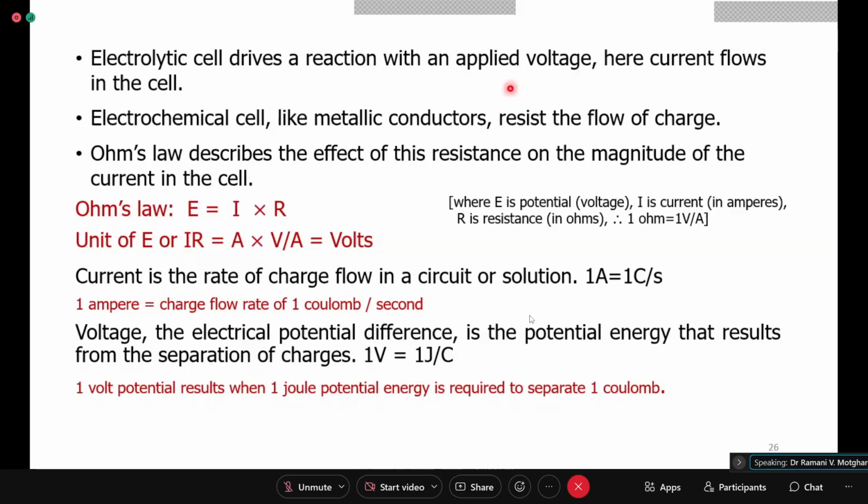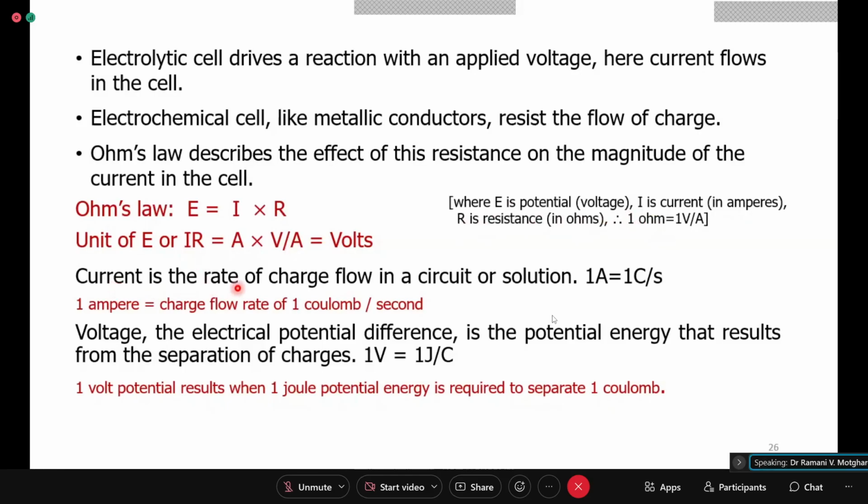Applied voltage is used to drive a chemical reaction inside the electrolyte. Here current flows in the cell. So in an electrochemical cell, like metallic conductors, resist the flow of charge. So we see that it follows Ohm's law, where E is equal to I into R. The unit of E or IR, termed the ohmic drop, is amperes into volts per ampere, so that becomes volts. Where E is the potential in volts, I is the current in amperes, R is the resistance in ohms.